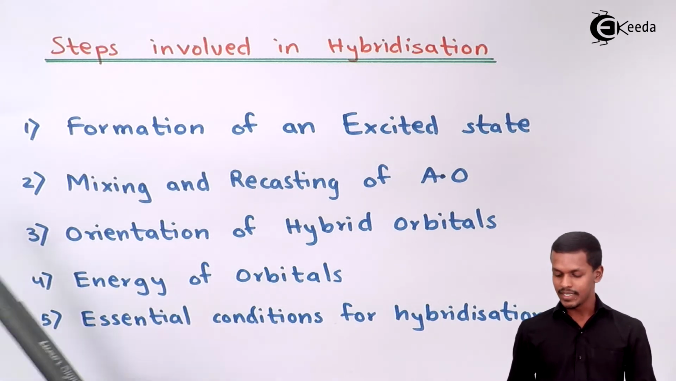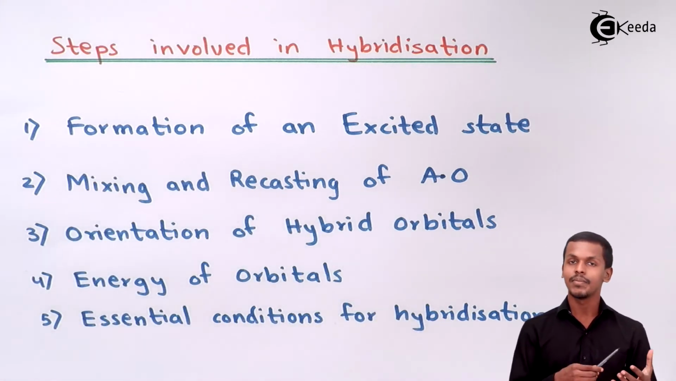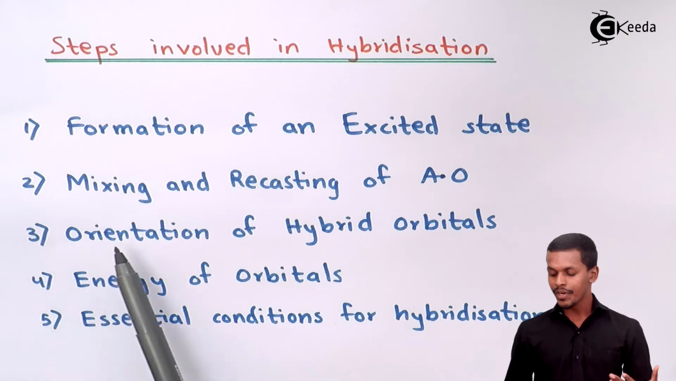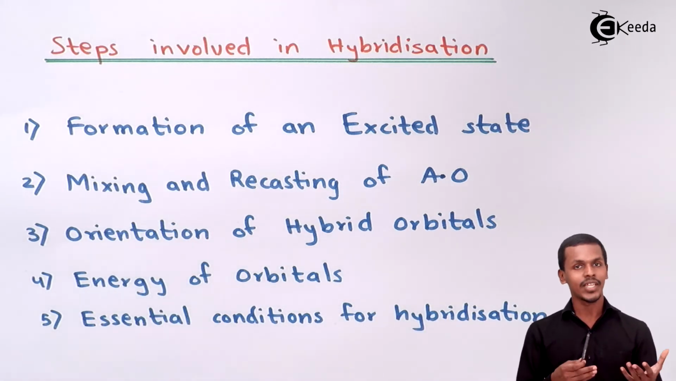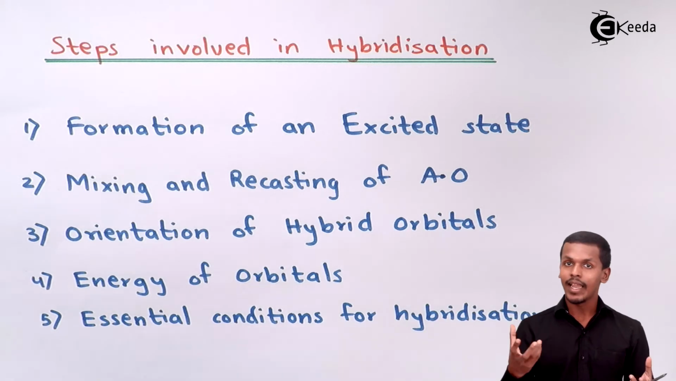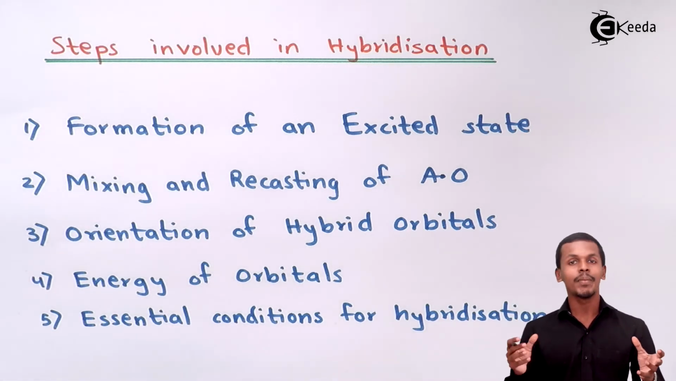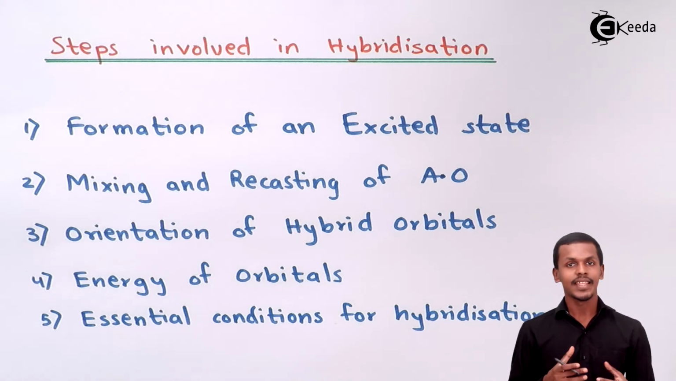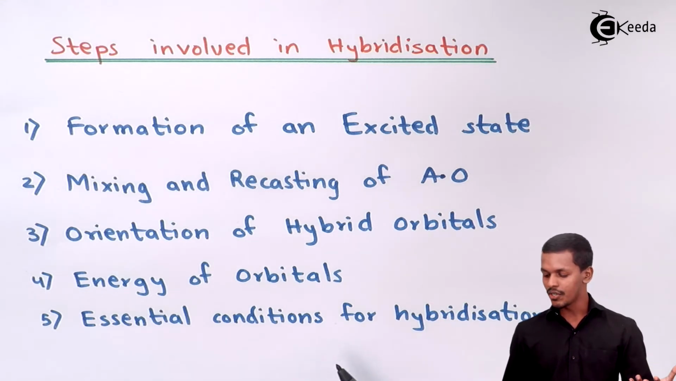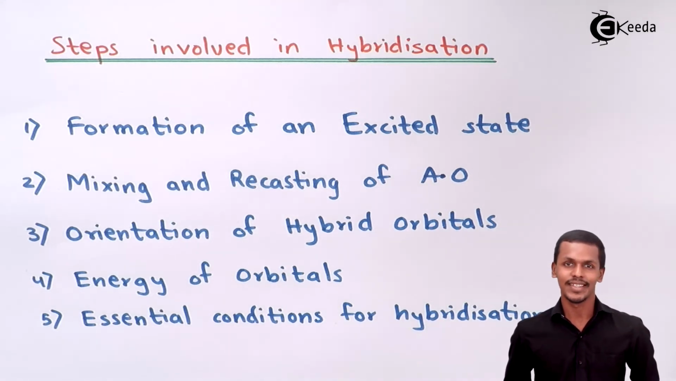The next thing is mixing and recasting of atomic orbitals. Obviously there will be mixing and recasting, that is what we have discussed in the hybridization definition. The next is orientation of the hybrid orbitals. Obviously, it will be responsible for giving the bond angles. Then energy of the orbitals is also very important, because the two different atomic orbitals or hybrid orbitals that I am talking about will mix with each other in such a way that the bond energy should be right. In VBT also, we have got to know that they should have basically the same energy level, and that is the fourth point. And the last point is the essential conditions of hybridization. There are a few conditions that we are going to talk about in this lecture only.